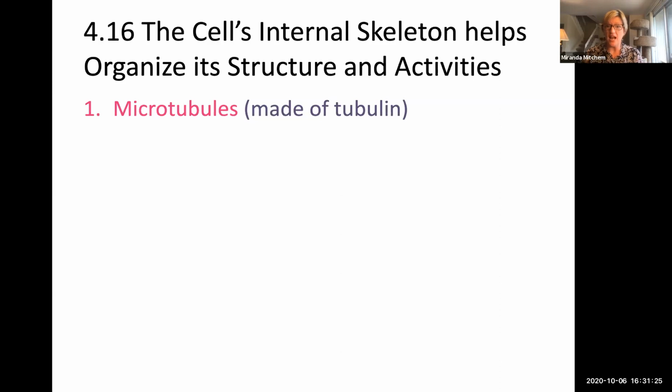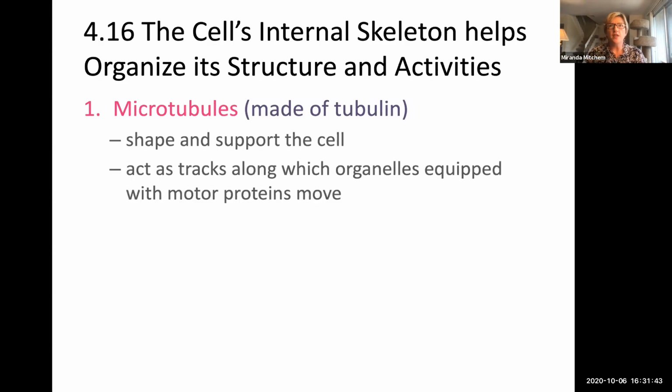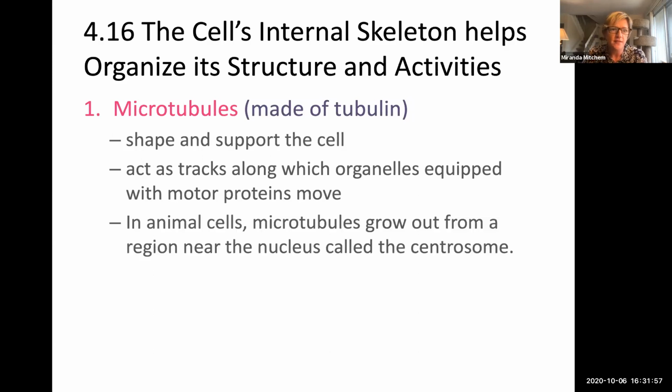We have three main types of cytoskeleton material, three fibers. The first is called a microtubule, and it's made of a type of protein called tubulin. Tubule, tubulin. They're small. So they do provide shape and support to the cell. You can think of them like a train track. They help to guide material through the cell. We'll really dig into this more when we start studying cellular replication. In our cells, they come out of an area called the centrosome.